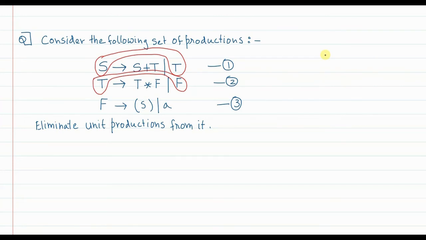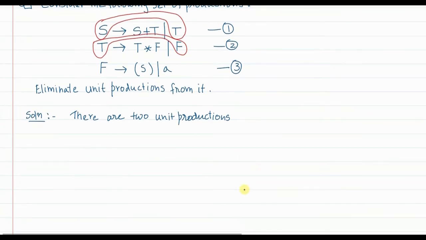Now, how do we solve this? There are two unit productions, which are S gives T and T gives F. First consider the first production, S gives T. It is eliminated.